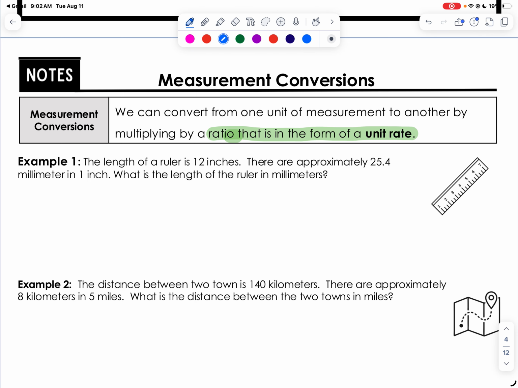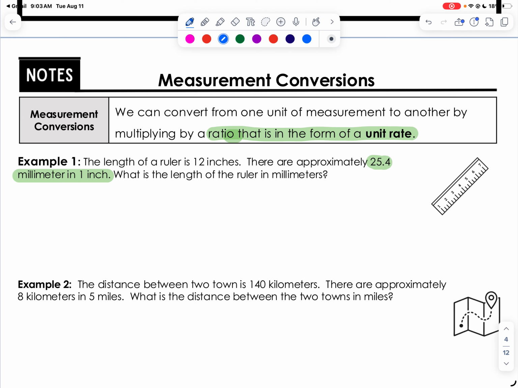In example 1, it says the length of a ruler is 12 inches. There are approximately 25.4 millimeters in 1 inch. What is the length of the ruler in millimeters? Now, the first thing I want you to do is either highlight or underline your unit rate here. And the unit rate in this problem was 25.4 millimeters in 1 inch. Remember, a unit rate has a denominator of 1, all right?